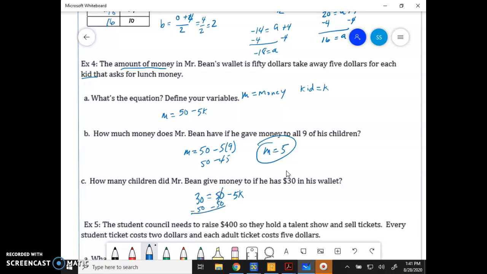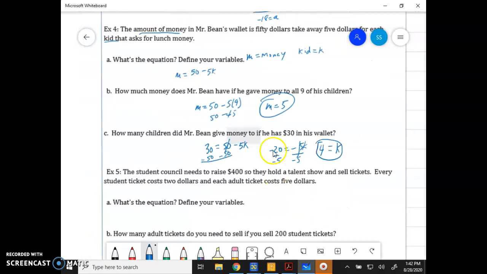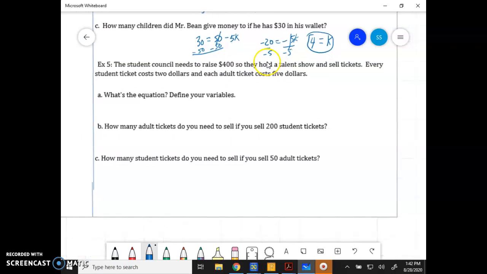That side cancels out. 30 minus 50, well, we're going to get into the negatives. That's going to be negative 20 is equal to negative 5K. And I want to get this variable by itself, so I divide by the exact same coefficient, negative 5, and we get negative 5 divided by negative 5 is positive 1K, and negative 20 divided by negative 5 is positive 4. So if only 4 of his kids ask for money, then he would still have $30. Okay? All right, we got one more example of this.